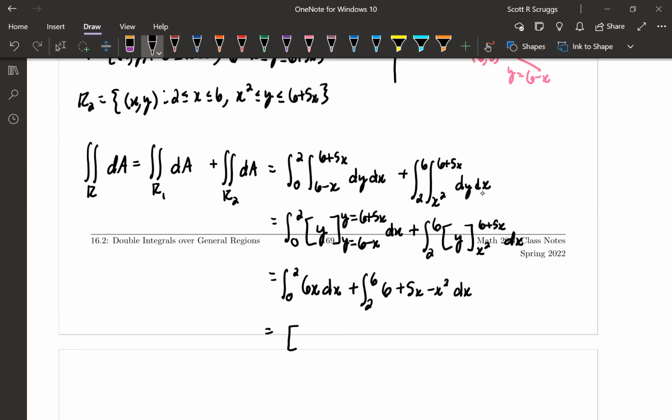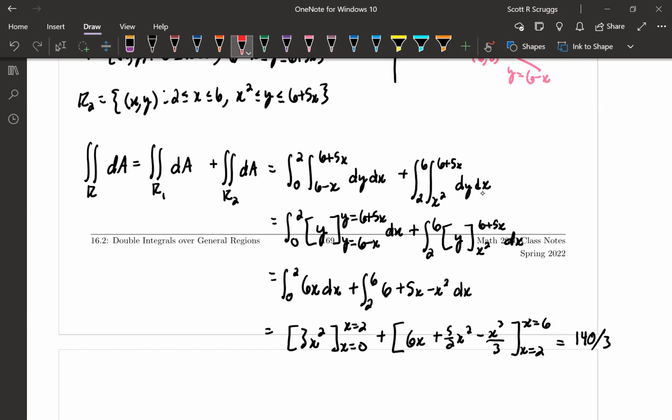So that will be a 3x squared. And that will be a 6x. It's 5 halves x squared minus x cubed over 3. And if you do the evaluation here, you should be left with 140 over 3 after simplification.